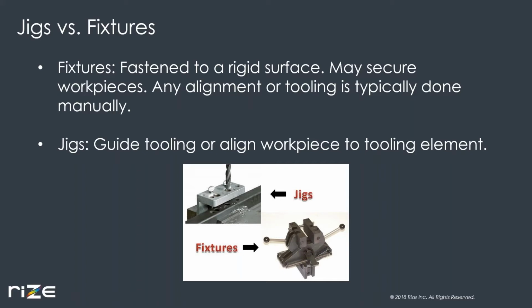Now, the image here shows a jig that's designed to guide a drill bit to the proper place on a part, and a fixture that gets fastened to a work table and clamps down on a workpiece. There are some other definitions in use elsewhere, and in some cases, a device may have attributes of both a jig and a fixture, but these definitions will cover the basics well enough for us.